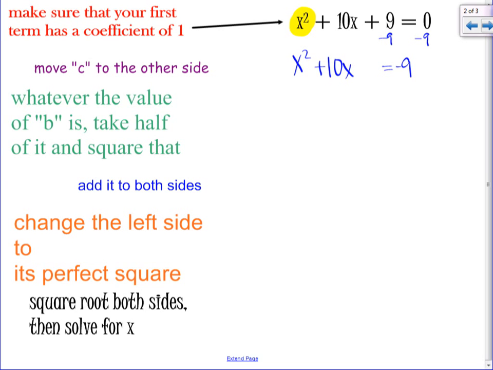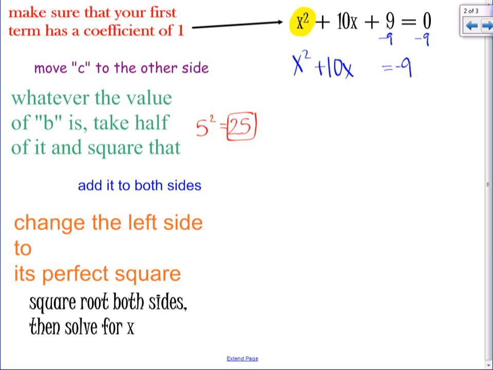So whatever the b value is, what's our b value? In this case, it's 10 right here. That's b. Right here it says to take that b value and take half of it and square it. Okay, so what's half of b? We're going to take 5 and square it, and we get 25. Okay, we're going to use that number. It says add it to both sides.